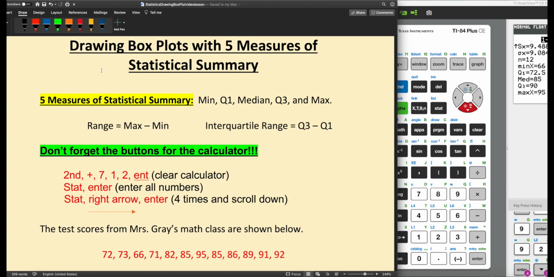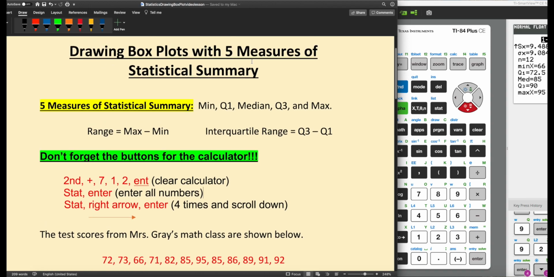In this video, I'm going to be talking about drawing box plots with 5 measures of statistical summary. Now, this lesson is basically to take everything we've learned in the last few videos and put it all together. In the last video with box plots, and I'll put a card up at the top for you, we talked about the 5 measures of statistical summary.